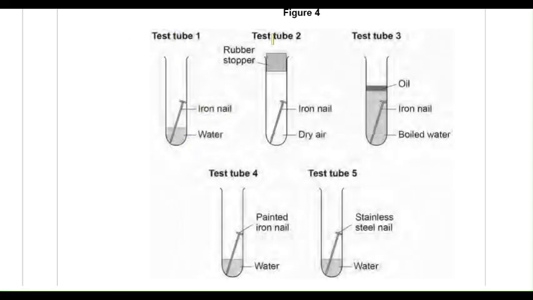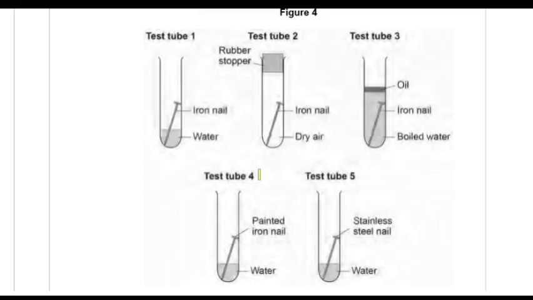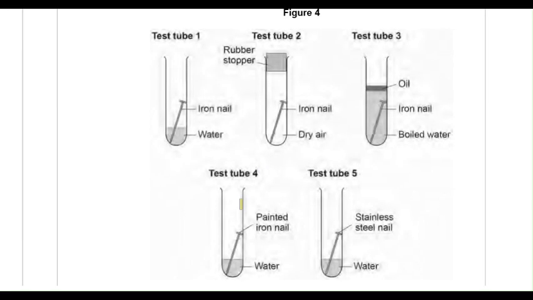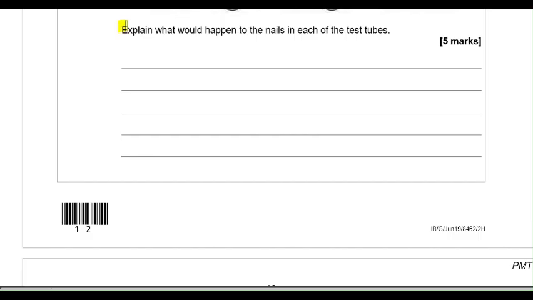Test tube 2 shows some dry air in the test tube with an iron nail, and a rubber stopper to keep the air dry. Test tube 3 shows the iron nail in some boiled water, which will have the air excluded, and a layer of oil on top. Test tube 4 shows an iron nail painted, in water and air, and then test tube 5, a stainless steel nail in water exposed to air. Explain what would happen to the nails in each of the test tubes, and this is for 5 marks.